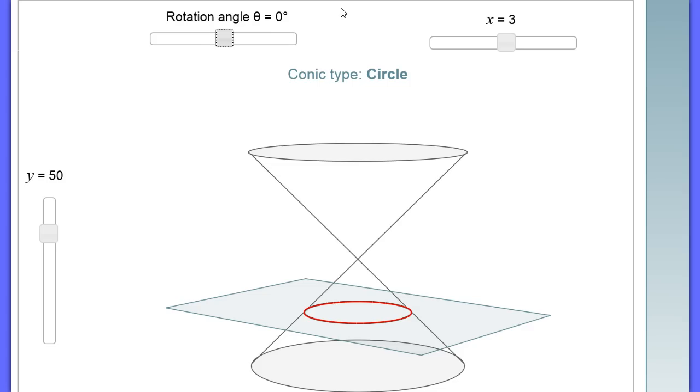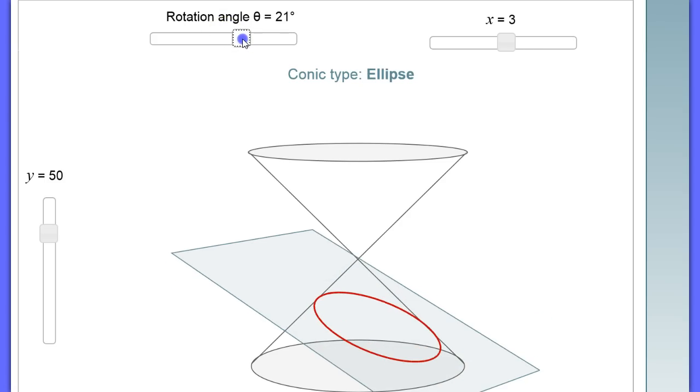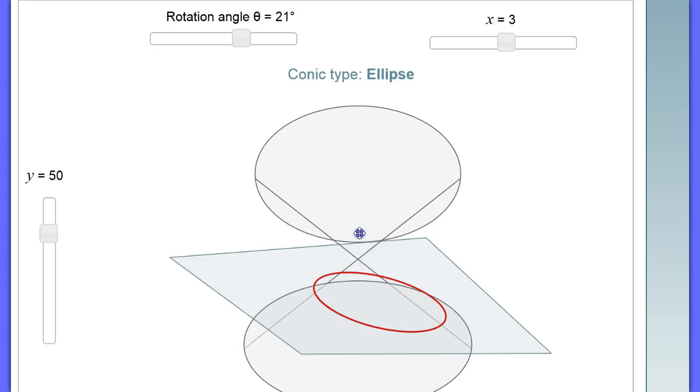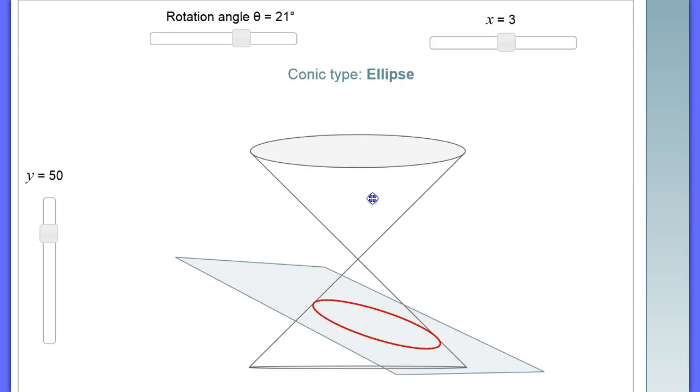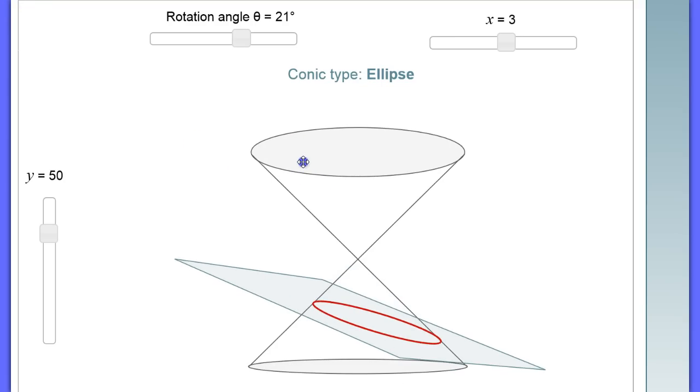Now I can also change the rotation angle. As you can see, if I increase this angle relative to the horizontal, let's say to 20 degrees here, it's changing. The conic type, as you can see, says an ellipse. And if I rotate here, you can see that we have an ellipse. It's elongated as opposed to that circle. Just by changing the angle of that plane and the way it intersects the cone, we create new shapes. Now let me rotate this a little bit more like that.